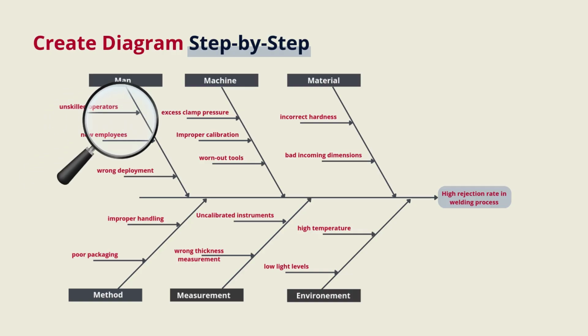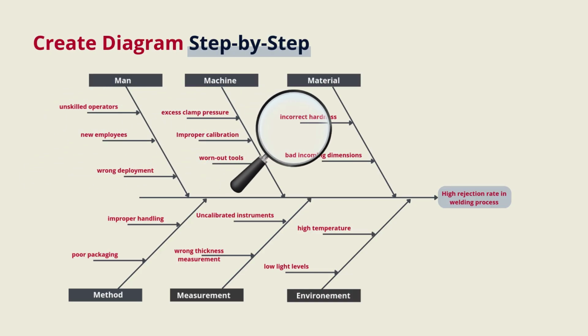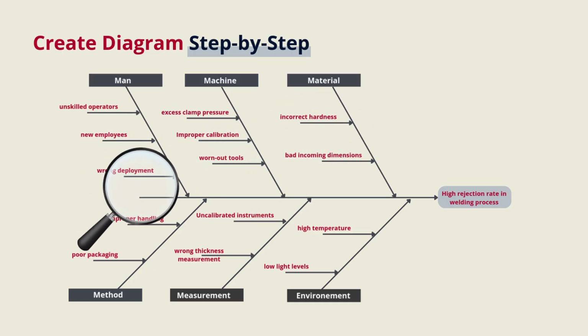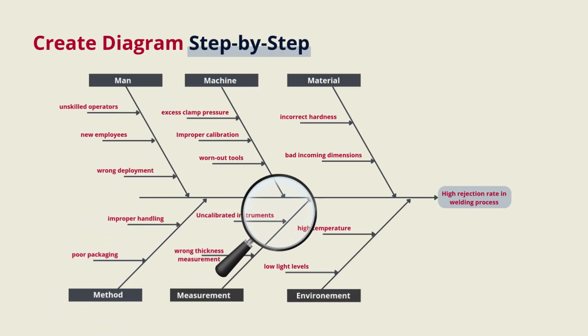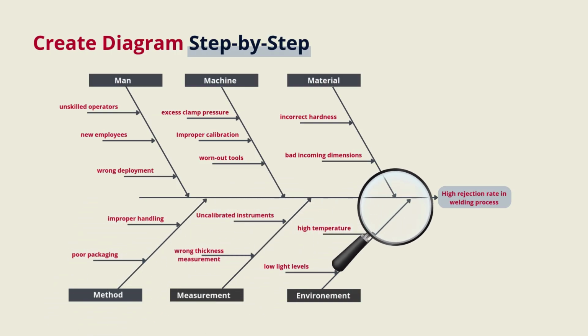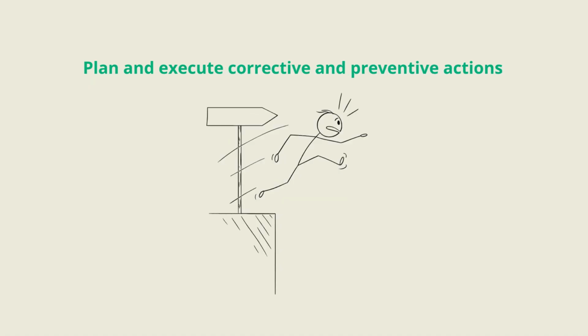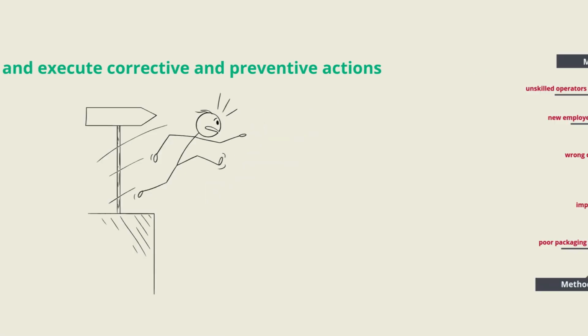Step 6. Analyze and identify root causes. Now, review the full diagram. Look for repeated patterns or data-backed causes. Collect data or conduct small experiments to confirm which causes truly matter. Step 7. Implement corrective actions. Once verified, plan and execute corrective and preventative actions to eliminate or control those causes.